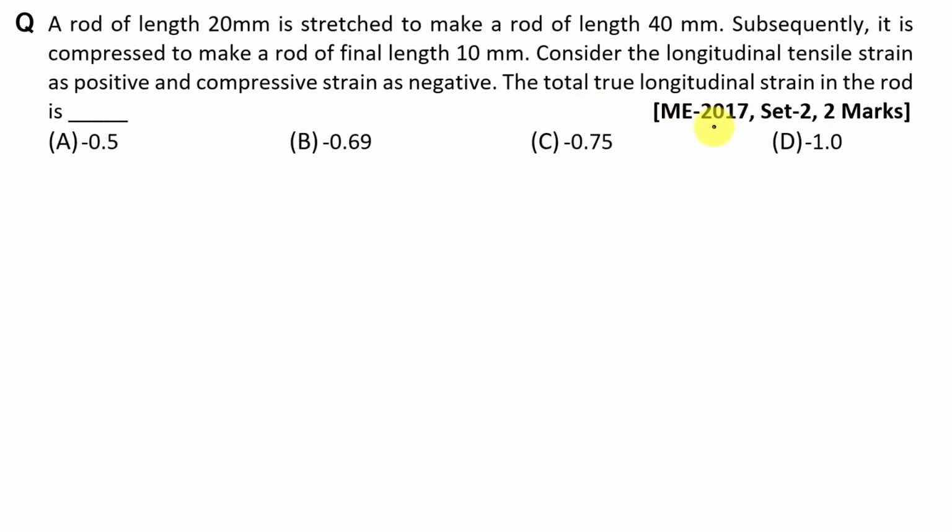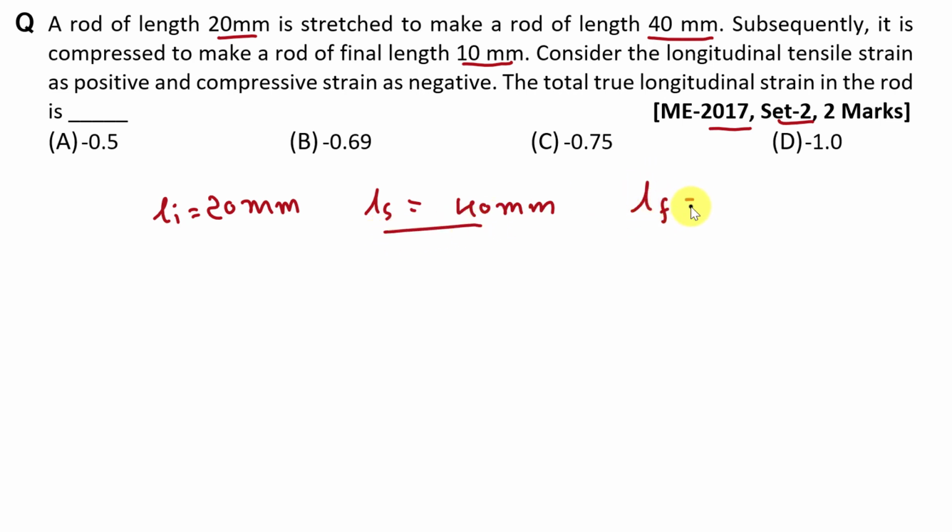Next question is from year 2017, paper set 2. A rod of length 20 mm is stretched to make a rod of length 40 mm. Means initial length is 20 mm and after stretching length is 40 mm. Subsequently, it is compressed to make a rod of final length 10 mm. Means we are compressing this rod and the final length of the rod is 10 mm.